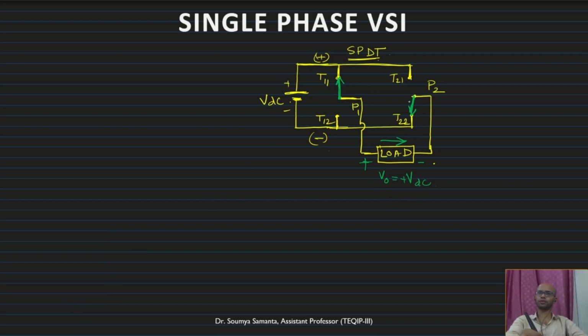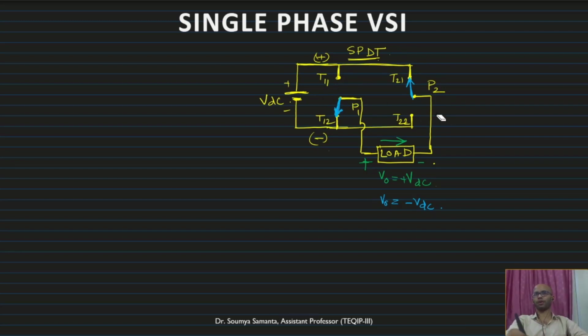Now suppose if I change the position, this one, then what will the output voltage we will get? We will get minus VDC, because the positive terminal of the load is connected to the negative terminal of the DC, and the negative terminal of the load is connected to the positive terminal of the DC. So obviously the switch cannot be connected to both, either this position or this position, any one.